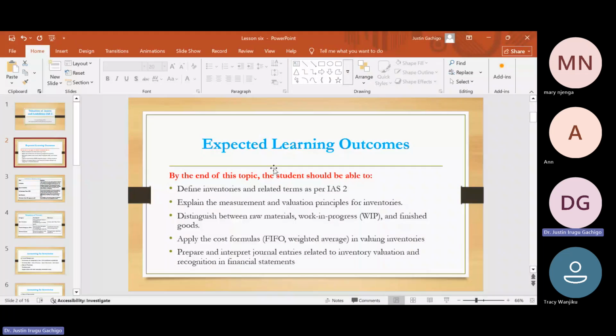You're supposed to distinguish between raw materials, work in progress, and finished goods. You're supposed to be able to apply the cost formula in valuing inventories. You're supposed to be able to prepare and interpret journal entry related to inventory valuation and recognition in financial statements.